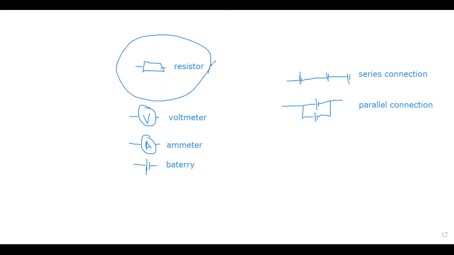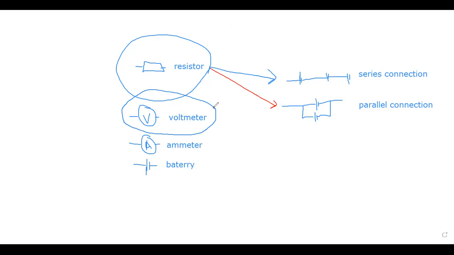So resistors can actually be connected in both manners. They can be connected in parallel, or sorry, in series, and they can also be connected in parallel, right? And when we look at resistors, we're going to look at the different ways they are connected. And now we're going to go to our voltmeter.